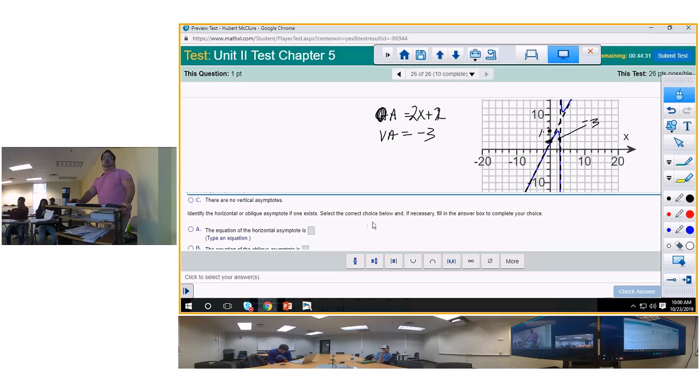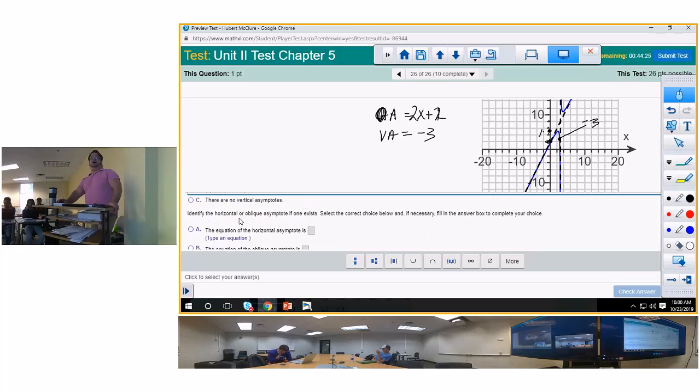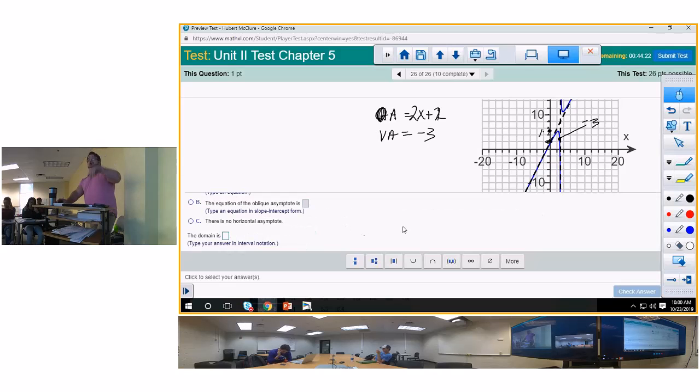Horizontal. Well, I thought we just did that. I don't know what they're asking for. What does it say now? Identify. Okay, we'll finish this Monday. Remember which one we were on. Oh, that's 26. That's the last one.